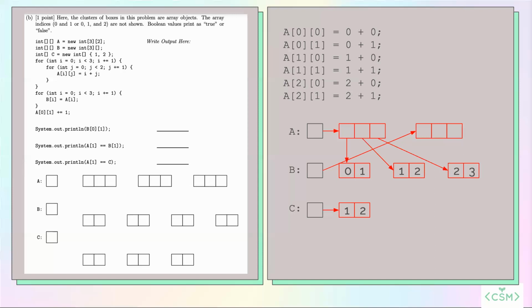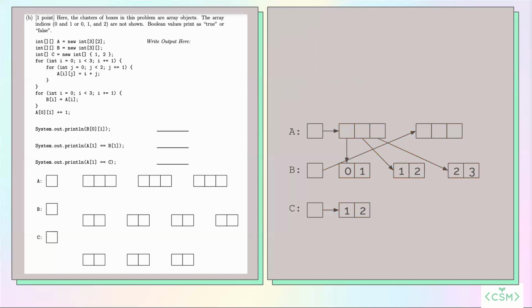Then moving on to the next for loop, where the variable I appears again, but it goes from 0 to 3 again, so 0, 1, 2, excluding 3. Here, we're going to assign B at I the value A at I. So B at 0 will equal A at 0, B at 1 equals A at 1, B at 2 equals A at 2. We can draw this pictorially using these arrows. B at 0 points to the array being stored at A at 0, and so on.